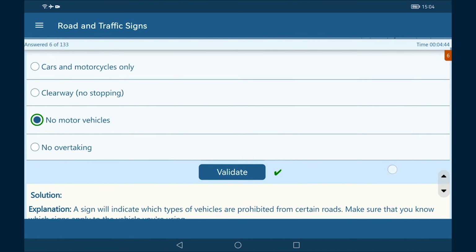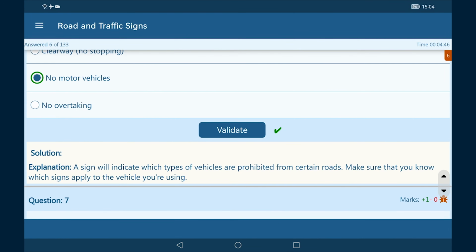Explanation. A sign will indicate which types of vehicles are prohibited from certain roads. Make sure that you know which signs apply to the vehicle you're using.